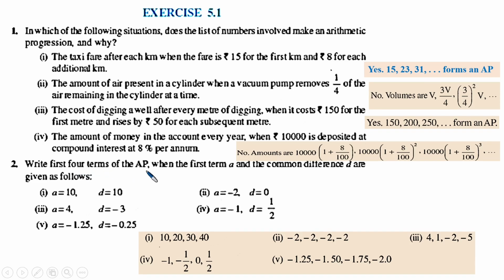Write the first four terms of the AP when the first term a and the common difference d are given below. So first four terms you have to write. This is 10 is the first term, then difference is 10, then it will be 20, then 30, then 40, the difference is 10. Similarly here it is minus 2 and difference is 0, so it is minus 2, minus 2. Just go through it, it is very simple, and let me not waste time doing simple things.